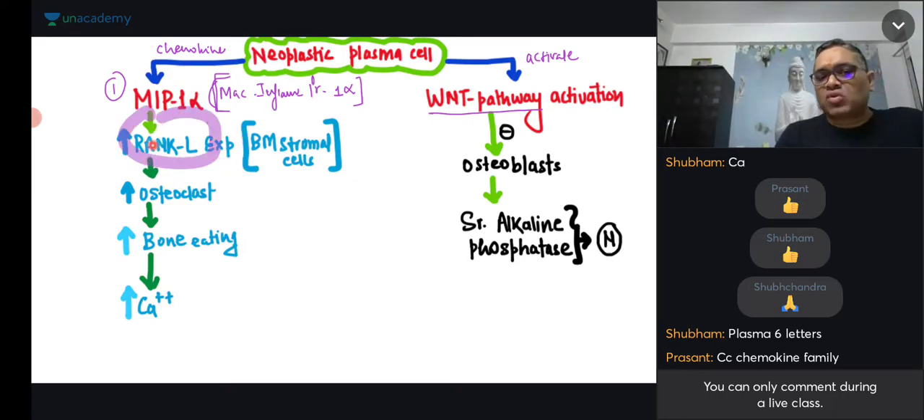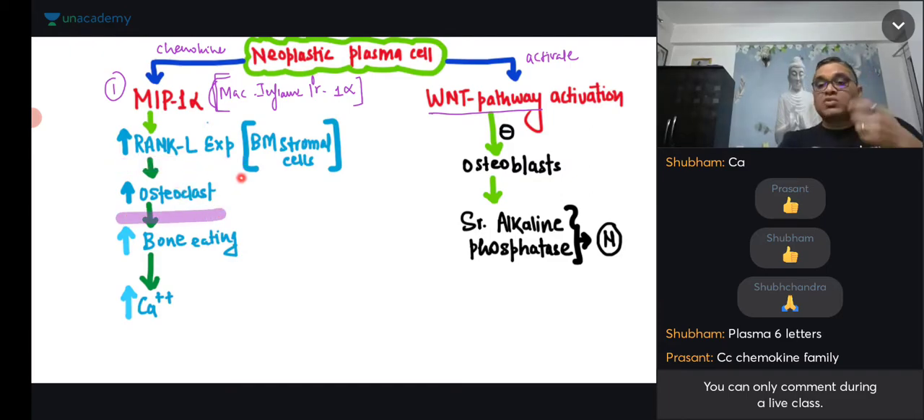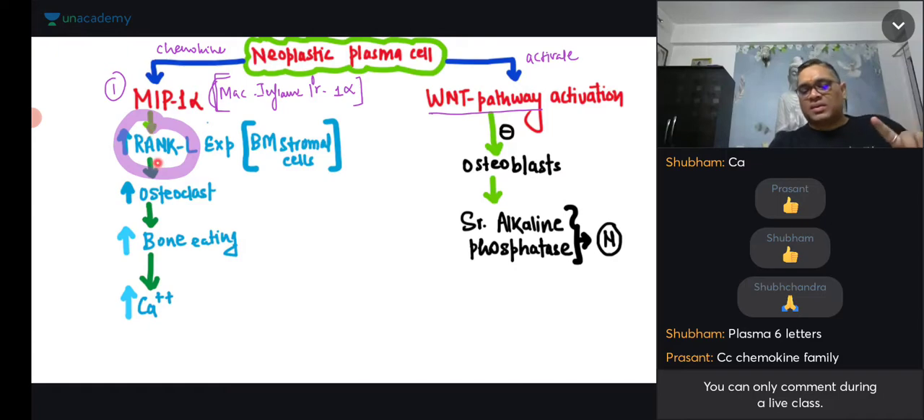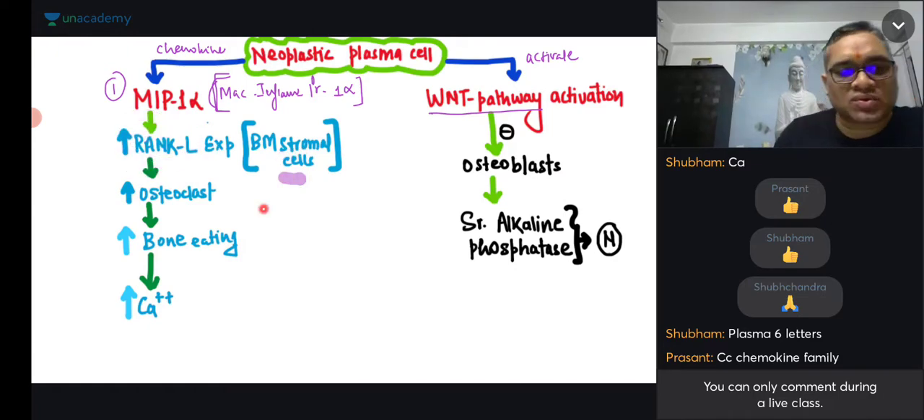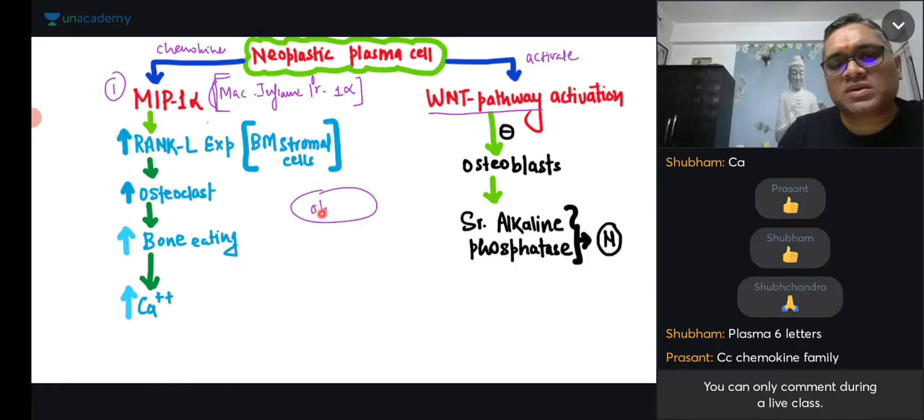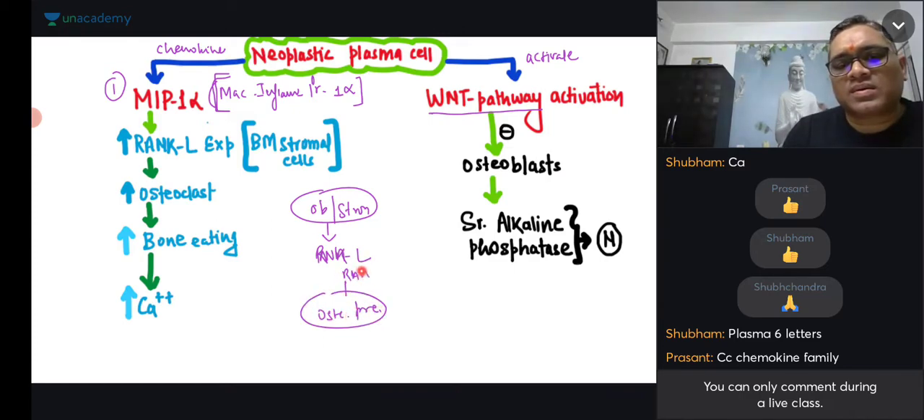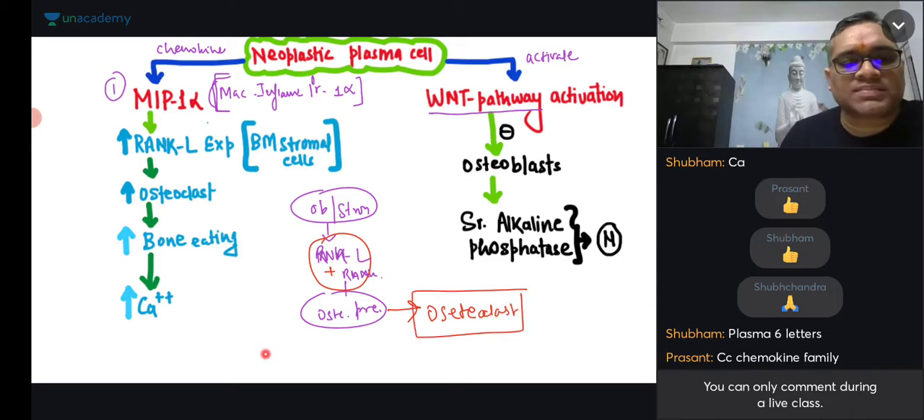What is the problem? If there is more RANK-L expression, remember this increased RANK-L is required for osteoclast activation. I will tell you when I will be teaching you bone pathology, how RANK-L and RANK interact. RANK is present on the osteoclastic cell, and RANK-L will be present on the stromal or osteoblastic cell. I'll just show you here for the sake of your knowledge. Suppose this is the osteoblast or stromal cell, right? They will be having increased expression of RANK-L, right? And these are the osteoclast precursors, which will be having RANK, right? So when this RANK combines with RANK-L, only then this osteoclastic precursor will transform into the osteoclast. That is the simple basic concept of bone pathology, right?